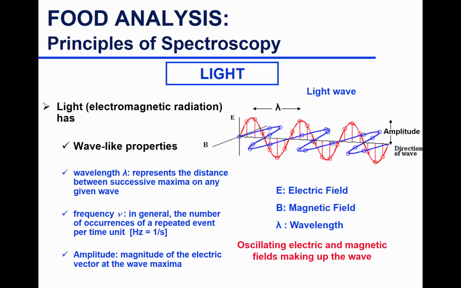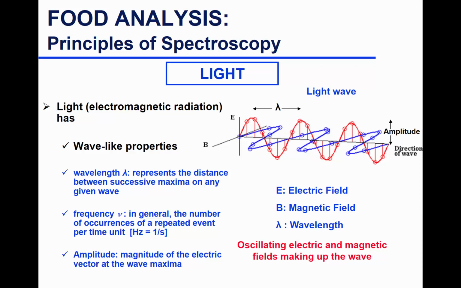So the frequency is how many oscillations you have within a unit time, so the number of occurrences of a repeated event. So from highest to minimum, that's a repeated event, and it repeats itself. Okay? So the shorter the wavelength, the more oscillations you're going to get in a certain period of time, and that's why you have higher energy with shorter wavelength. You have more frequency, and we'll see the equation later with energy related to frequency.